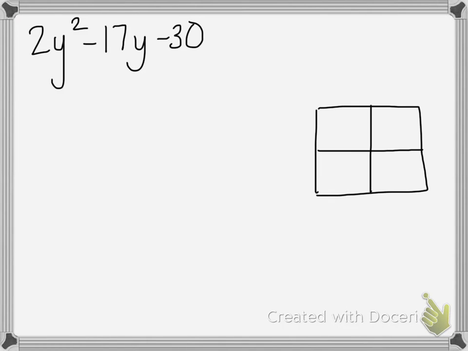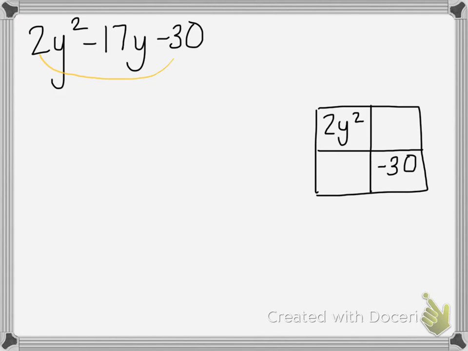Okay, let's factor this quadratic expression: 2y squared minus 17y minus 30. Again, I'm going to use both the boxes and the scooping. So we're going to put our first term here, 2y squared, and we're going to put our second term here, negative 30. Next thing we need to do is find factors of a times c.